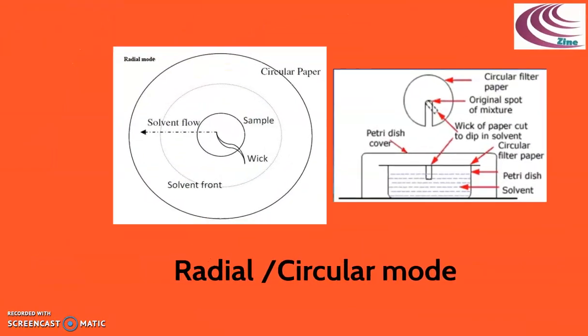Next one is about radial or circular mode. Here the solvent moves from the center, that is the midpoint, towards the periphery of circular chromatography paper. The entire system is kept in a covered petri dish for the development of the chromatogram. The wick at the center of the paper dips into the mobile phase in a petri dish, by which the solvent drains onto the paper and moves the sample rapidly to form the sample spots of different compounds as concentric rings.